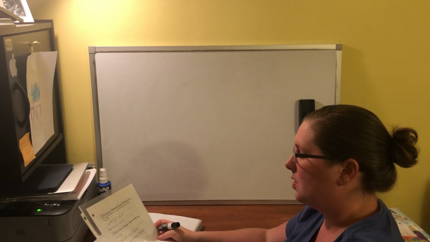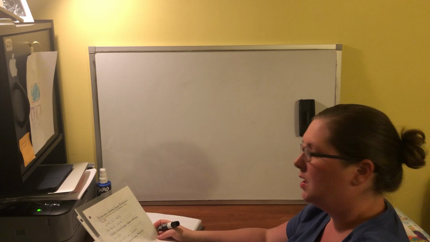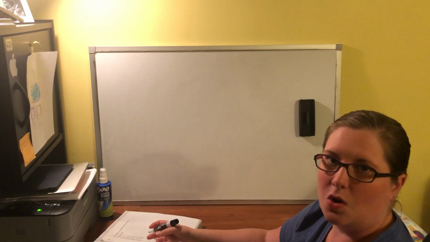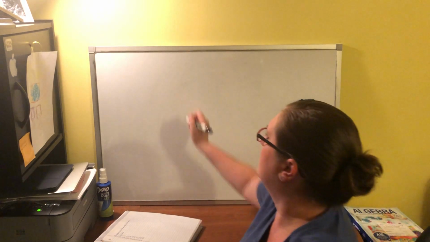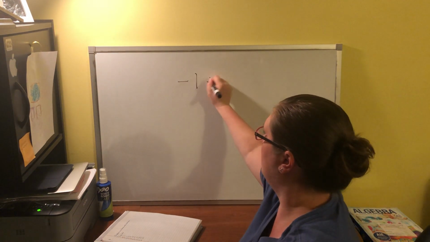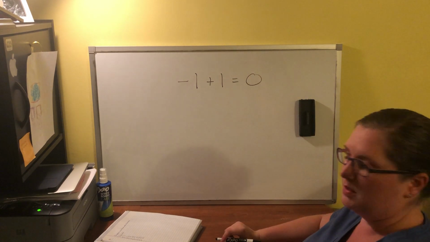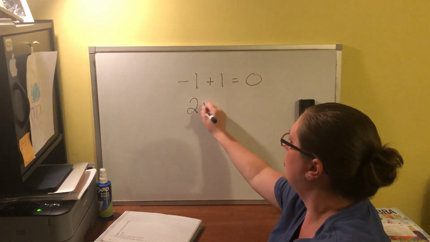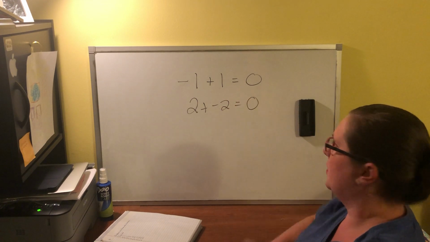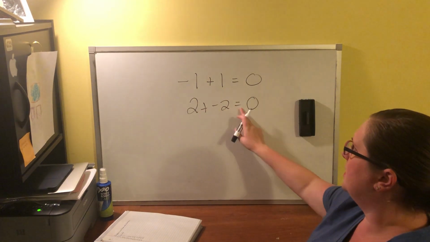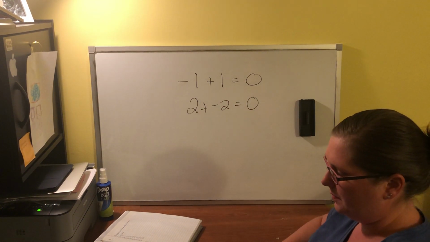Another property is called the additive inverse property. This is saying that if you add two opposites, the result is going to be 0. So if I add a negative 1 and positive 1, my result is going to be 0. If I did 2 plus negative 2, my result would be 0. Those are opposites. I'm adding them together to get 0.